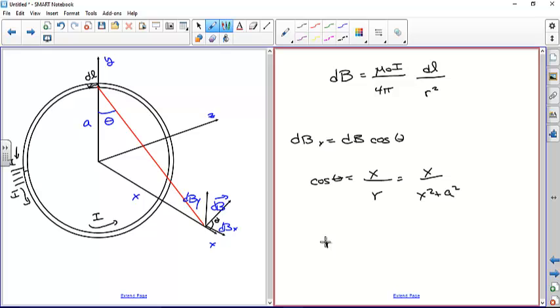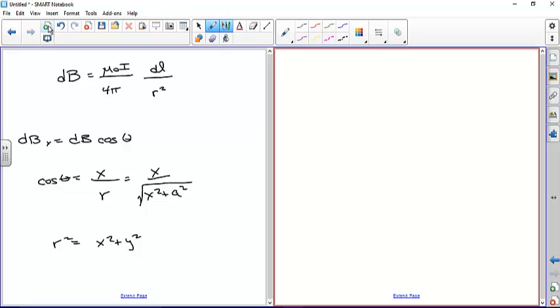And then we have r squared, which is x squared plus a squared. And r is equal to the square root of that, not just, so r squared is that, so r is the square root of that. So if you make those substitutions into it, dB sub x, the x component, is going to be mu 0 I over 4 pi.